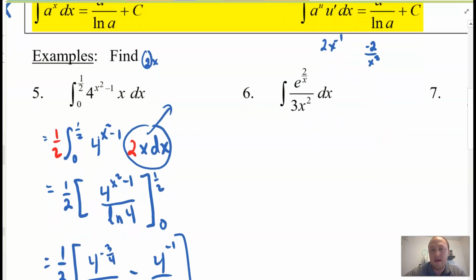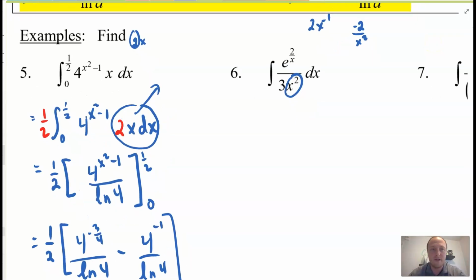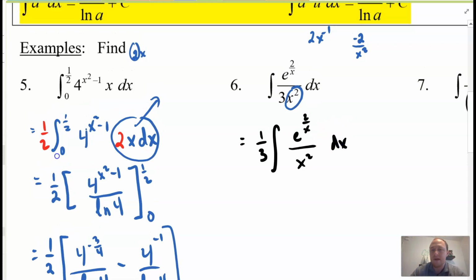Well, notice, okay, I have my x squareds accounted for here. So that's good. What I don't have is the -2, so I need to introduce that. And what I'm going to do is simplify this. I'm going to rewrite this. I'm going to pull out the 1/3. So 1/3 times the integral of e to the power of 2 over x squared dx. I'm going to make some room. Okay, so again, I have the x squared.